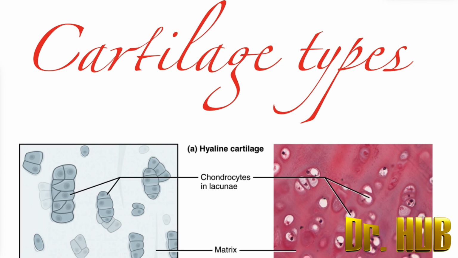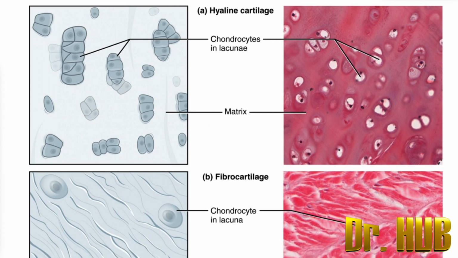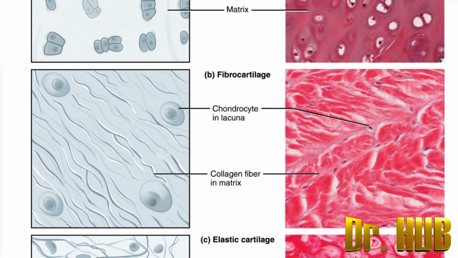Today we'll look at the cartilages and their types. There are three varieties. First is the hyaline cartilage. To recap the few important points, the hyaline cartilage contains the chondrocytes in the lacunae, and there is also the presence of the matrix. The second variety is the fibrocartilage, and the significant features include the chondrocyte in the lacuna, and there is also the presence of the collagen fiber which is present in the matrix.